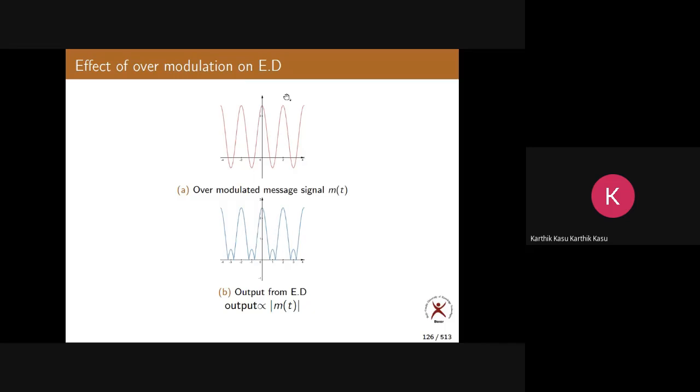If there is a change in the amplitude, we can rectify it. But here, these two are completely different from each other. So there is no proper demodulation, no recovery of your message signal. That's why you cannot demodulate your AM signal using ED whenever your modulation index mu is more than 1. Okay, that's the point you must remember.